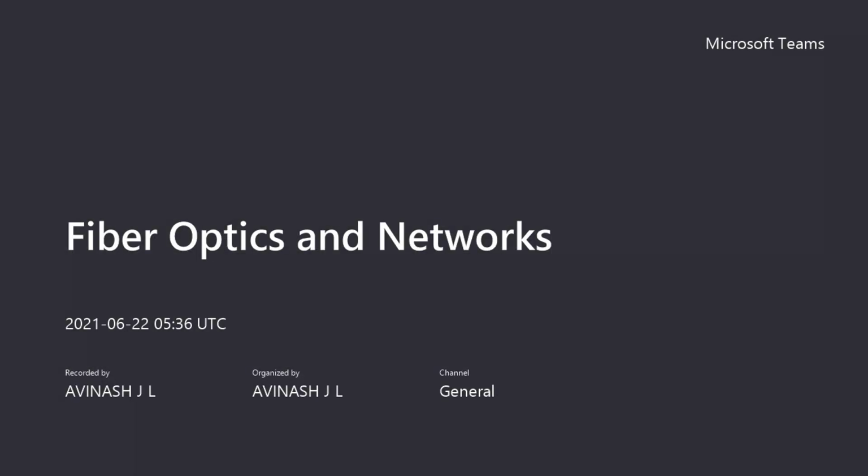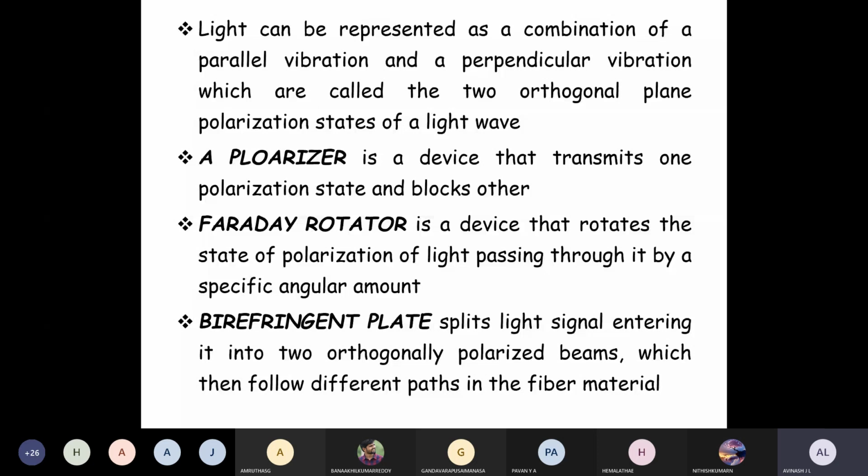So a polarizer is a device that transmits one polarization state and blocks the other. Here, polarizer means that when a light wave is traveling, it travels in two orthogonal planes. In those two orthogonal planes, horizontal and vertical, we are going to divide.